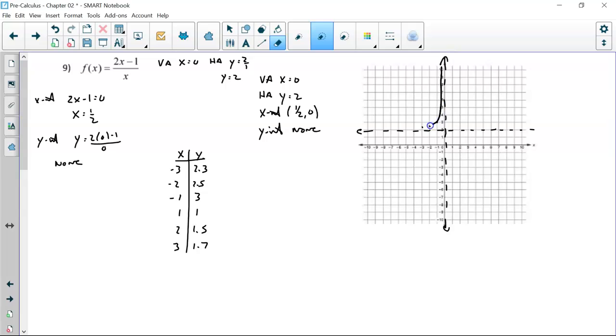So the left-hand side is going to look like that as it approaches the asymptote. And the right-hand side, we're at 1, 1, 1.5, 1.7. The right-hand side looks like this. So there's our graph. So our domain, for x's, we can't have 0, so negative infinity to 0, and then the union of 0 to infinity. And for our range, we can't have 2, so it's going to be negative infinity to 2, and the union of 2 to infinity.